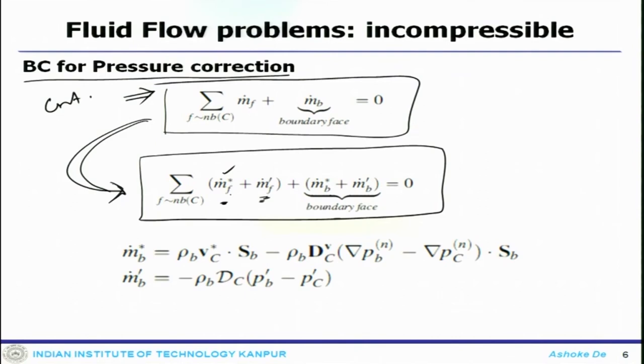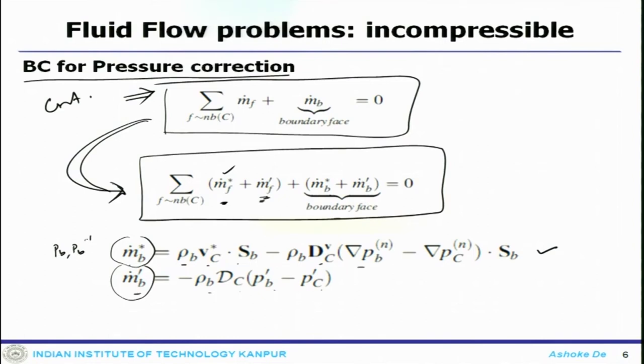Now, one can also note that since at the boundary face, only the boundary cell contributes to the average quantities, the equations can be slightly modified, like m dot b star equals rho b vc star dot sb minus rho b dcv, this coefficient, delta pb minus delta pc n dot sb. So, this equation we have already seen, and the prime equation would be minus rho b and dc pb prime minus pc prime. Now, for implementation of the boundary condition, these values like m dot b star, m dot b prime, pb, pb prime, all these informations are required, or need to be calculated.